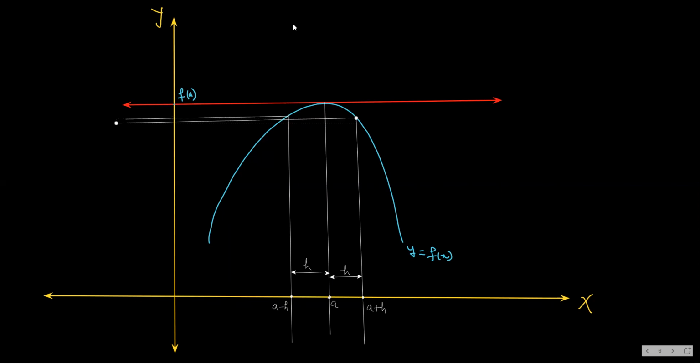And mind it students, f of a minus h and f of a plus h are both lesser than f of a, for sure. That is why in the closed neighborhood, we say that the function has a maximum at a. So I may wish to write it here: f of a is greater than f of a minus h, and f of a is greater than f of a plus h.